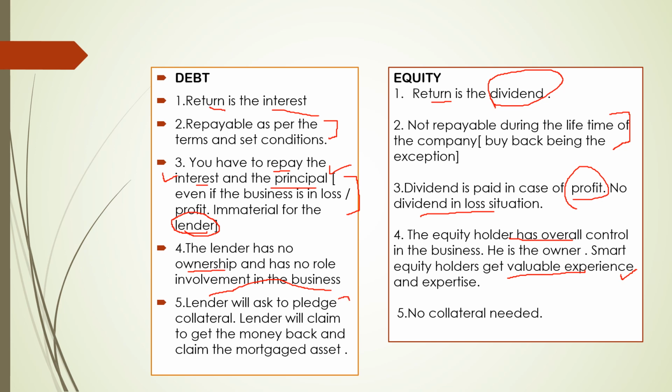Now, in case of debt, the lender definitely has to ask for a collateral, a security. Only then will he offer you the money. He will claim to get back that mortgaged asset in case of default. Supposing you have an asset and you have mortgaged it to take the debt. So in case of default, the lender is full and final. He has the freedom to sell the mortgaged asset to secure his amount. But no collateral is needed at all in the case of equity because you are sharing the ownership.